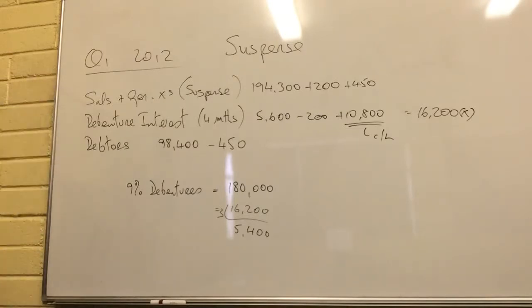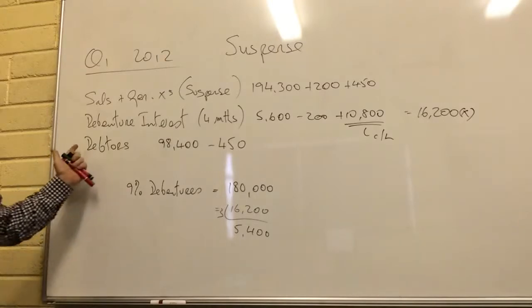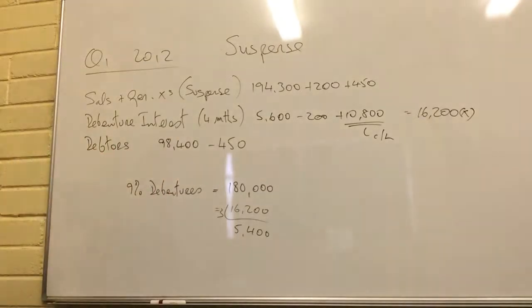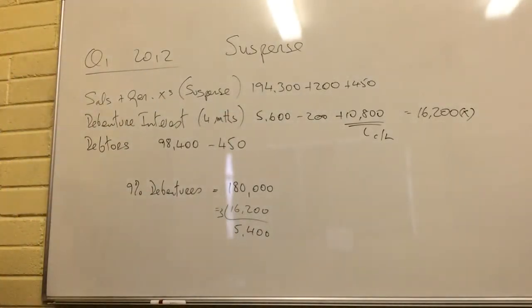The effect of that now is that it has reduced our debtors. There are probably other adjustments coming to debtors in this question, so I won't close that off. But our salaries and general expenses now have been increased by 650.